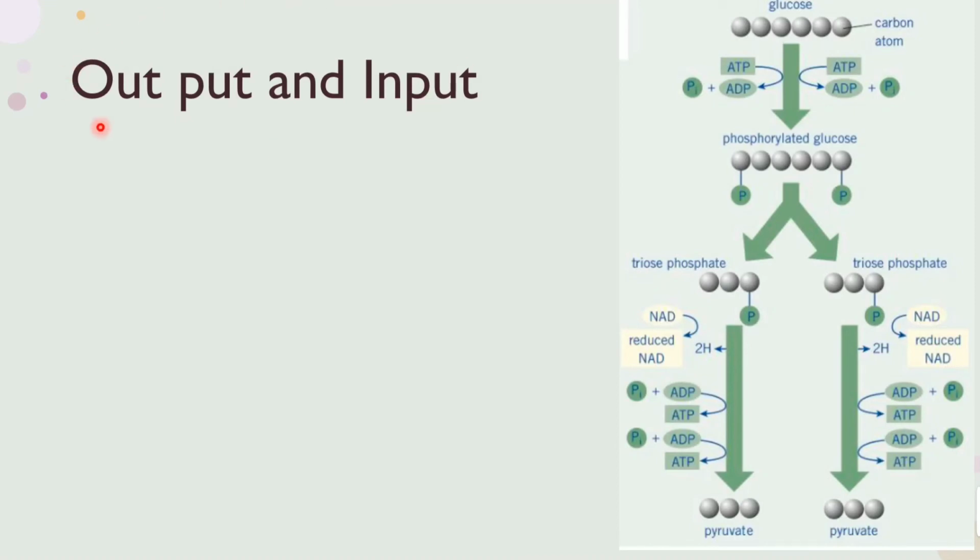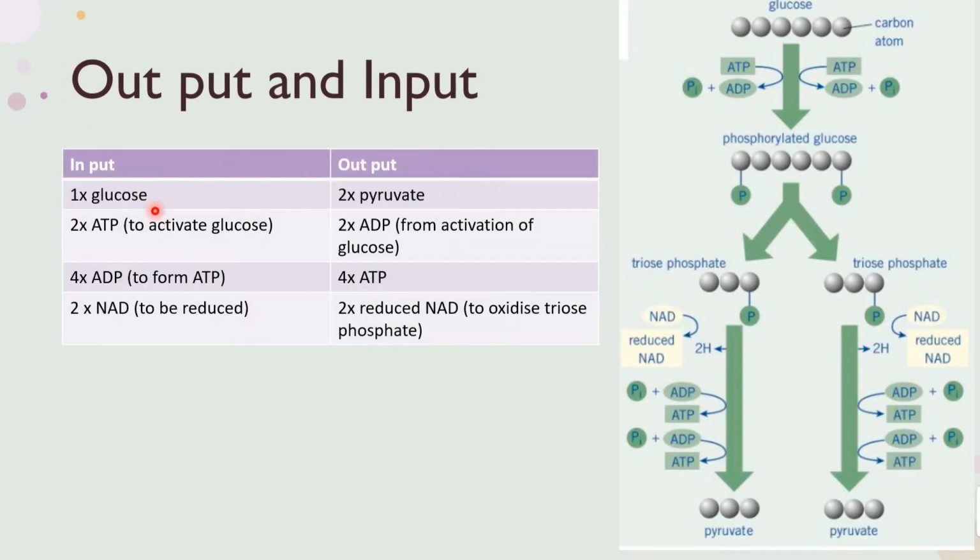We're going to look at the overall outputs and inputs. So our inputs start with 1 glucose molecule. So we've started with 1 glucose, 1 6-carbon glucose at the beginning. And then we have 2 ATP molecules inserted into our reaction, and these are used up here to activate our glucose. So our ATP is hydrolyzed into our ADP and phosphate, so these phosphates can be used to activate our glucose into phosphorylated glucose. So we've used 2 ATP molecules.